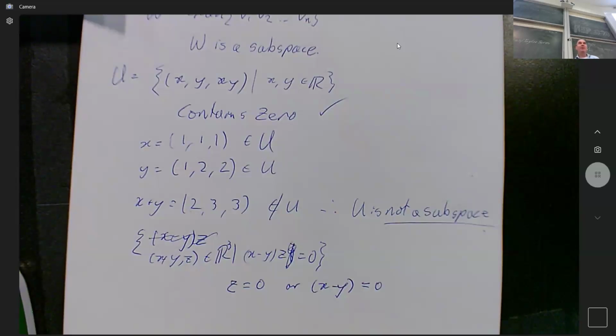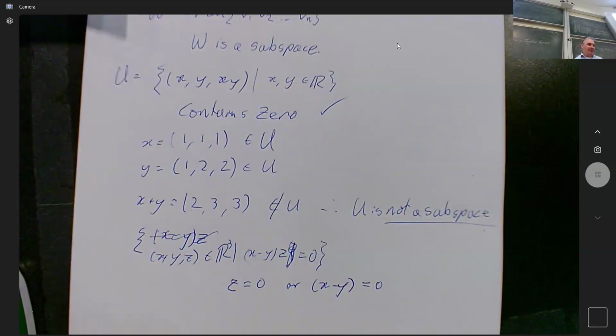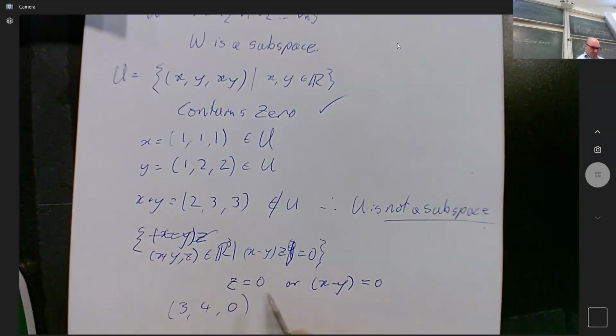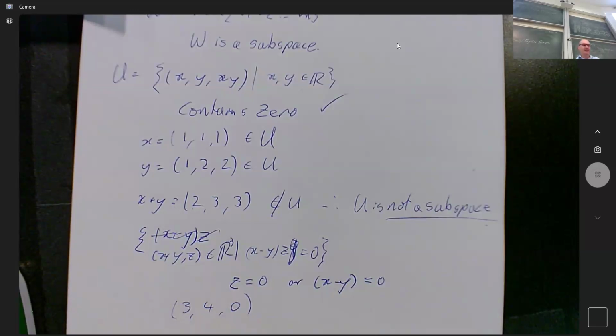So this thing here, geometrically, we know what we're doing here. This is like z is equal to 0 or x minus y equal to 0. Now, we love this one for one particular reason. So 0 is clearly in there. Ooh, we're done. If I do vector addition, can you give me one vector that would be in that set? How about, I don't know, maybe 3, 4, and 0. That's definitely in my set.